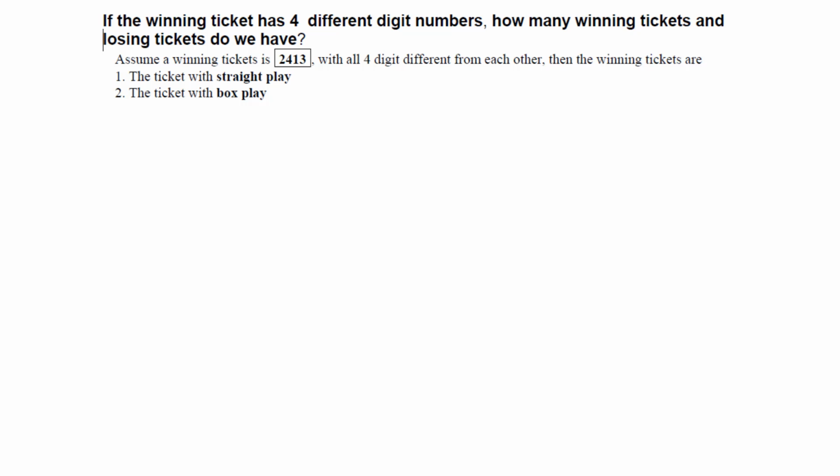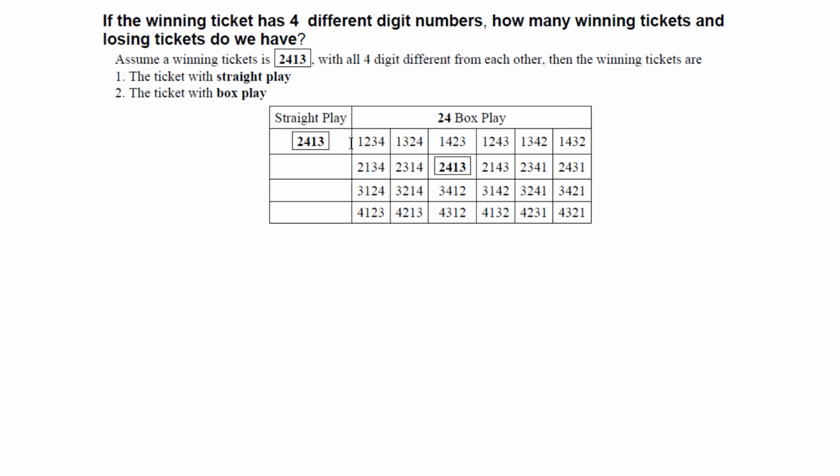Now, next question: if the winning ticket has 4 different digit numbers, how many winning tickets and losing tickets do we have? So let's assume that the winning ticket is 2413. This ticket could be played as straight play or as box play. For box play we have 24 possibilities, and for straight play we have only 1 possibility.